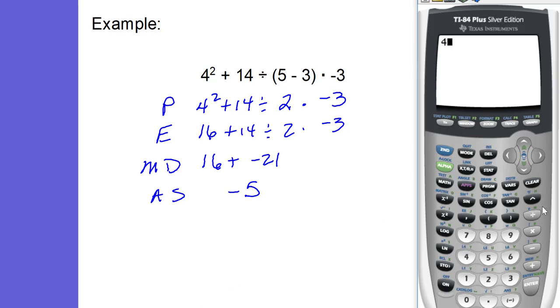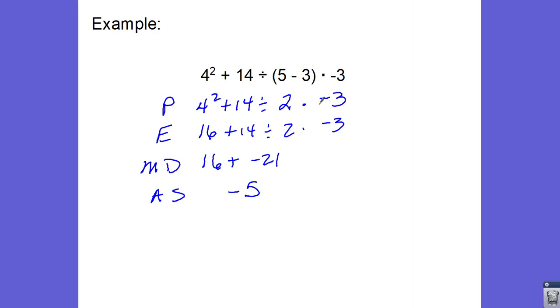So 4 squared, plus 14 divided by parenthesis 5 minus 3 close parenthesis, times -3. You should end up with -5, because our calculators do know order of operations. That can tell you whether or not you got it correct. But what we're going to look at today is something called evaluating expressions.